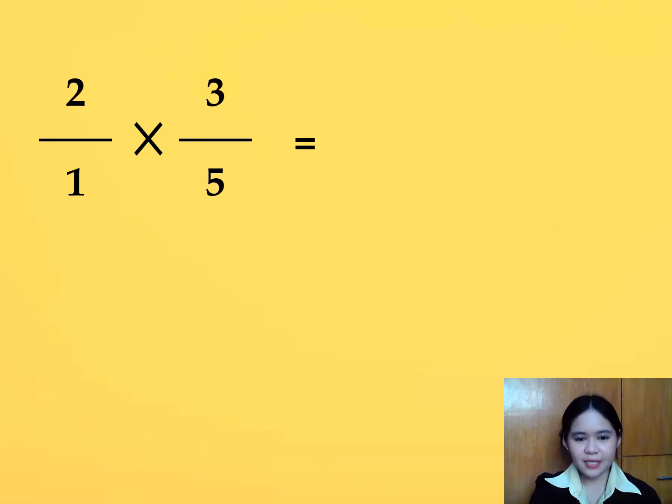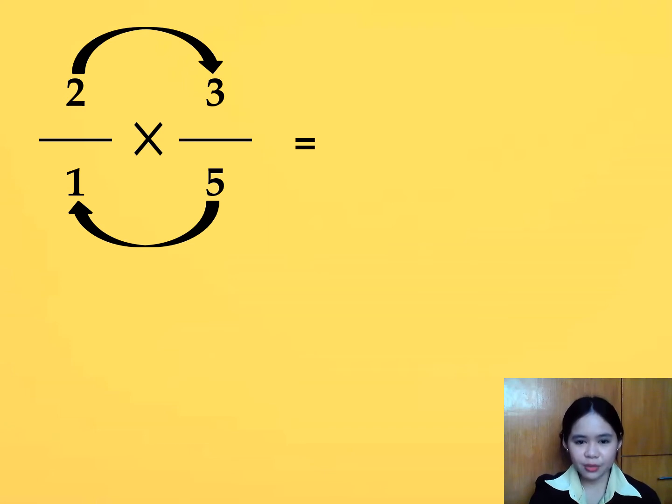The next step is to multiply the numerator by the numerator and then multiply the denominator by the denominator. Let's multiply the numerator first. 2 times 3 is equal to 6. Let's multiply the denominator. 1 times 5 is equal to 5. So the answer is 6/5.